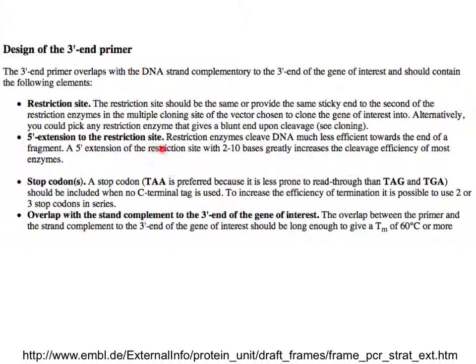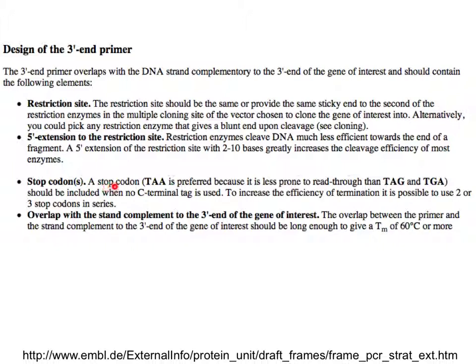5' extension to the restriction site, again, because restriction enzymes need some bases to sit on top of the actual restriction site. You can have a 5' extension that's about 2 to 10 base pairs. And then the stop codon. In preference of which codons, because there are 3 types of codons, the TAA is preferred because it's less prone to read-through than TAG or TGA.